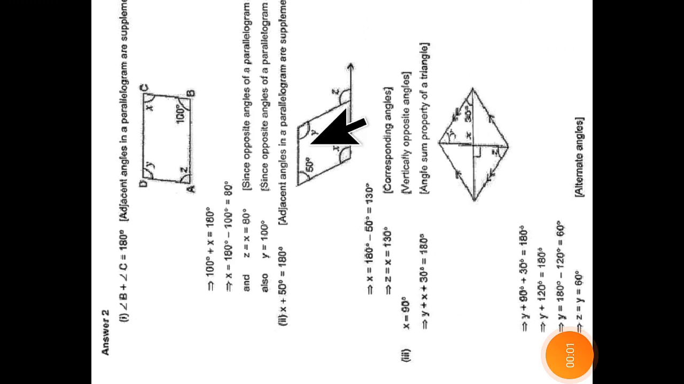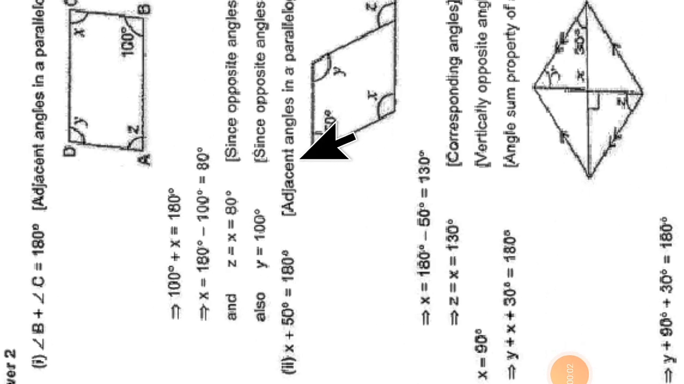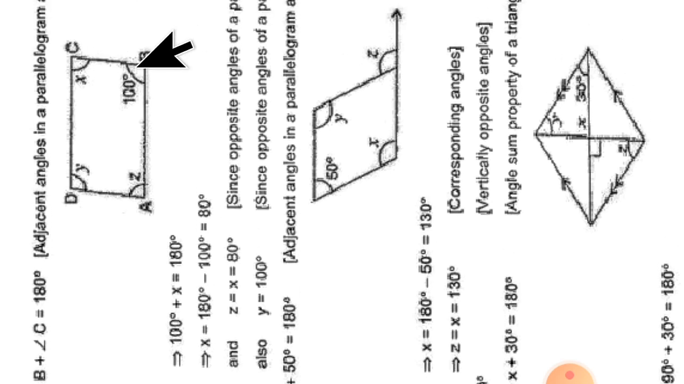Let us see question number 2. So here this figure is given. You have to find the angles X, Y and Z. Now see, this is 100 degrees, this is X. So B plus C is 180 degrees because these are adjacent angles. Adjacent angles are supplementary in a parallelogram. So 100 plus X is equal to 180. So X is equal to 180 minus 100, equal to 80 degrees.